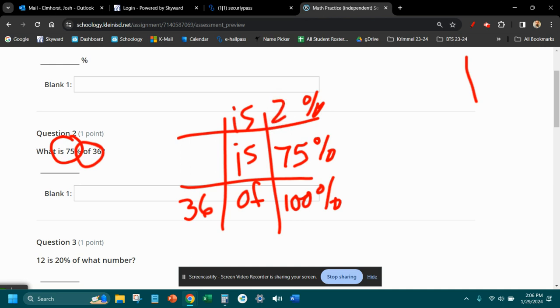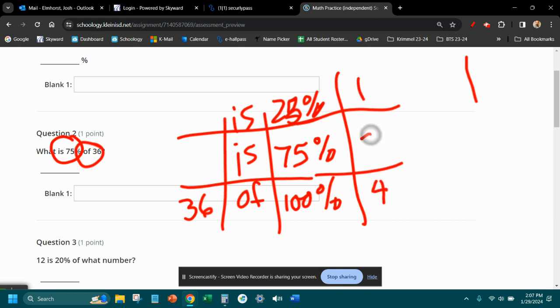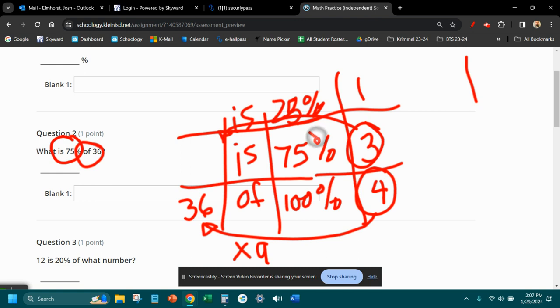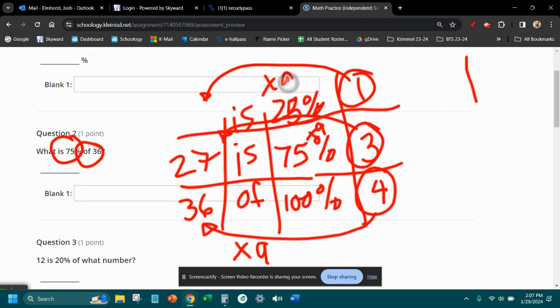So if this is 75%, then that means that's 25%. And we could simplify this. 25% is 1 out of 4. 75% is 3 out of 4. So once we simplify it, now we use factors to solve. 4 times 9 is 36. 3 times 9 is 27. And 1 times 9 is 9. So 75% is 27 out of 36.